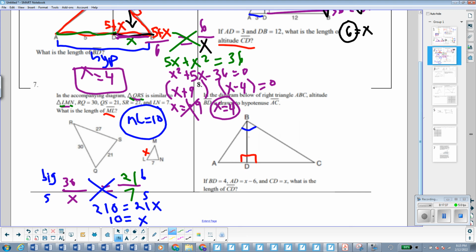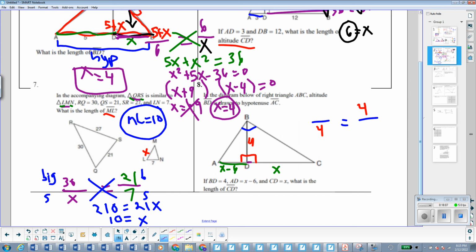So we're told that BD is 4. Oh, look, we have information about the altitude. So we might be using the altitude rule here. AD is x minus 6 and CD is x. What is the length of CD? Since we have information about the altitude, let's try to use the altitude rule and see if we have enough information to do that.